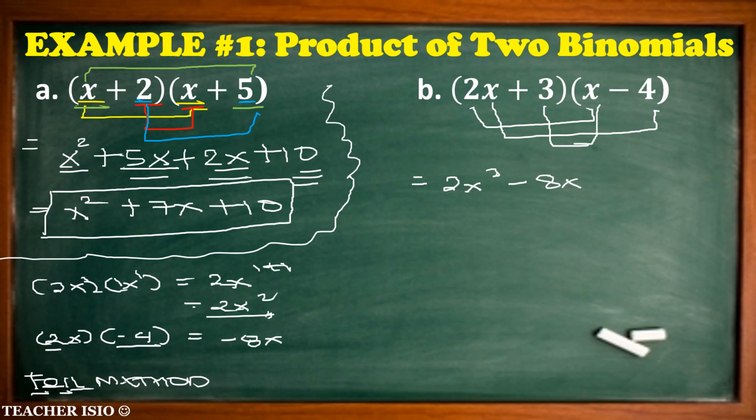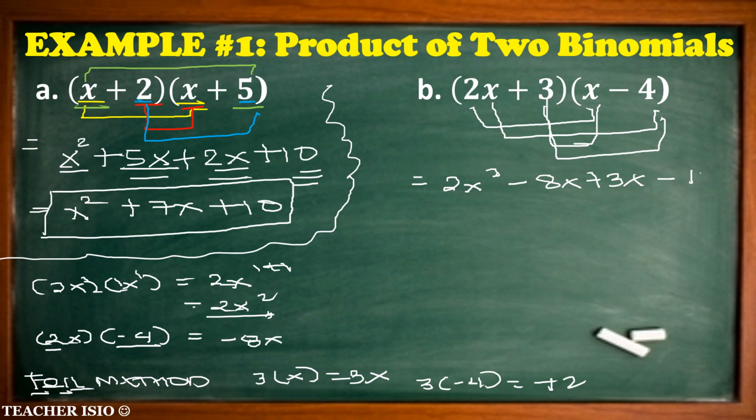So what is 3 times x? Simply 3x. So we have plus 3x. Next, let's have the last term. What is 3 times negative 4? So we have negative 12. So minus 12. And then let's simplify.